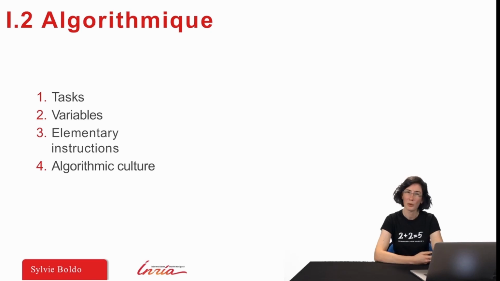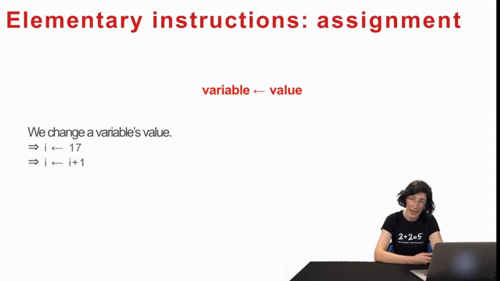Hello, in this third sequence on algorithmics, we are going to talk about elementary instructions. We are going to look at the core of algorithmic and explain in detail what instructions the computer is able to execute. The first one is an assignment, which we talked about in the previous sequence.